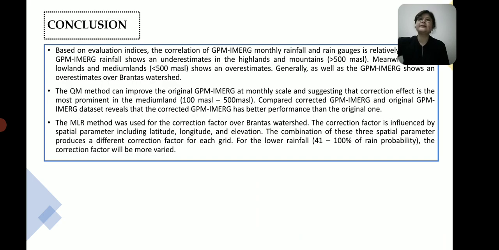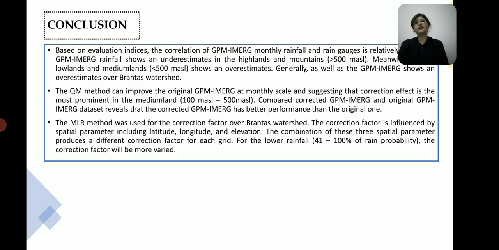And the last is the conclusion about this research. Based on the evaluation, the correlation of GPM-IMERG monthly rainfall and rain gauge is relatively good. The GPM-IMERG rainfall shows an underestimate in the highland and the mountains, with elevation of more than 500 meters above sea level. Meanwhile, in the lowland and the medium lands, with elevation less than 500 meters, it overestimates precipitation. But generally, the GPM-IMERG shows an overestimate over the Brantas watershed.